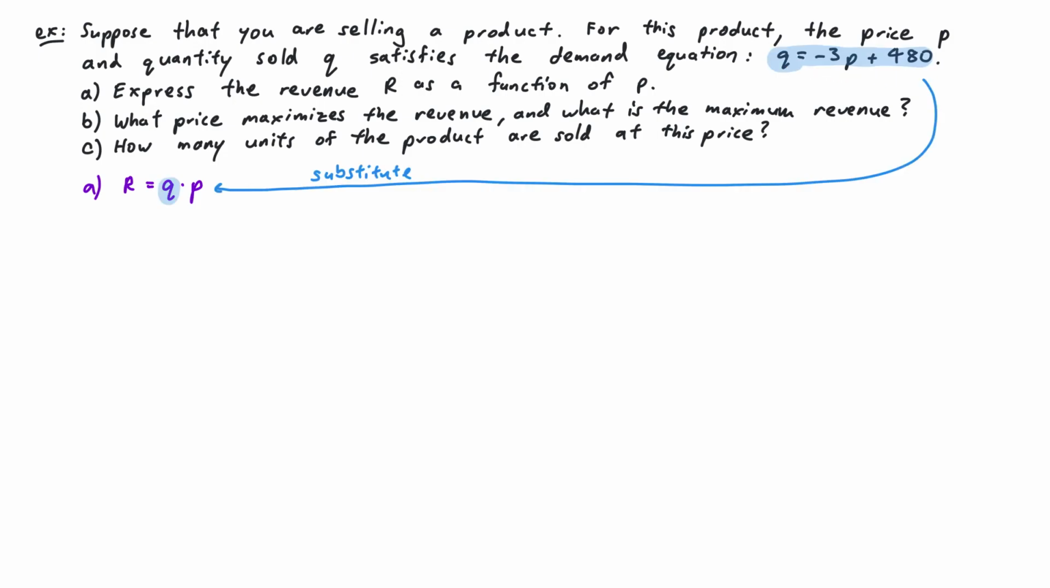We're going to replace our Q here with -3P + 480. So our revenue function looks like R equals (-3P + 480) times P. And then we can simplify this by distributing our P to each of these terms here. We get that the revenue is equal to -3P² + 480P.